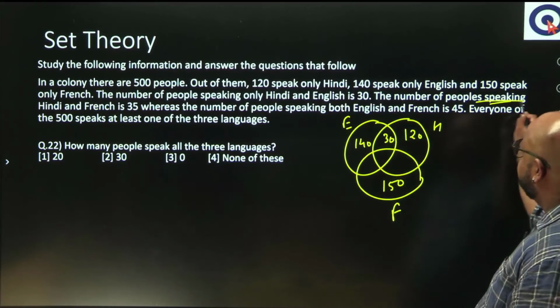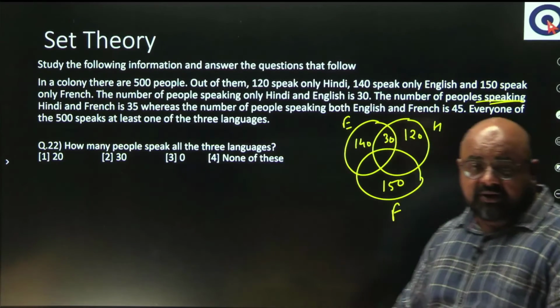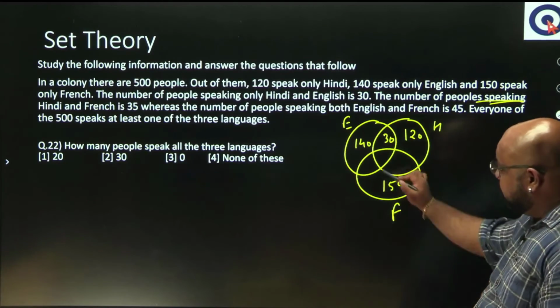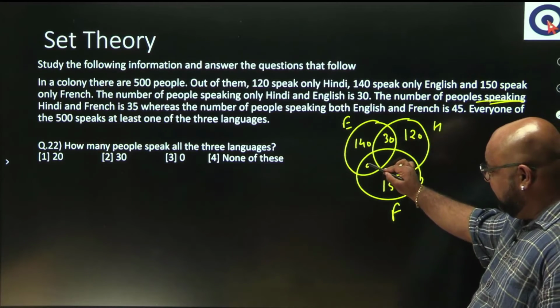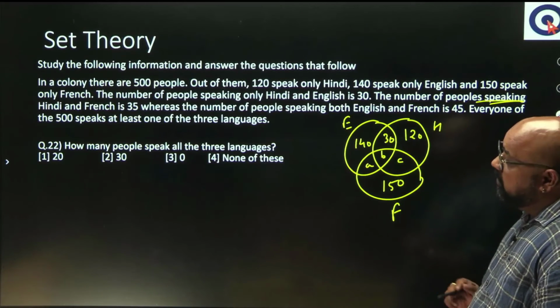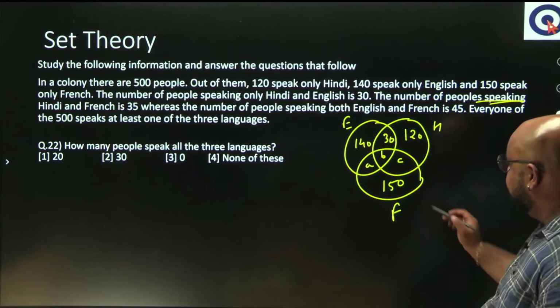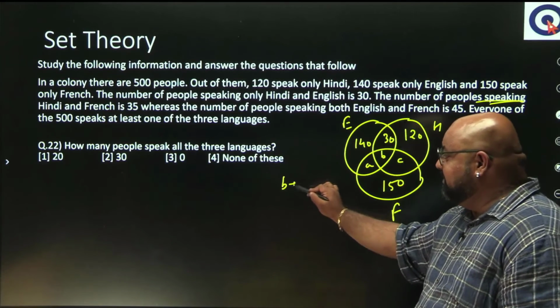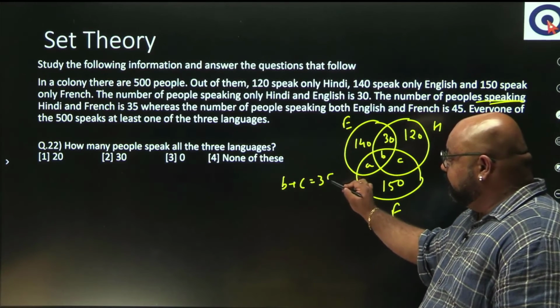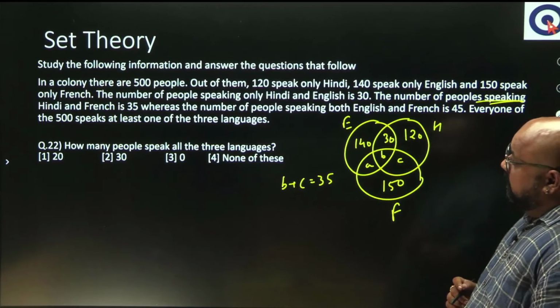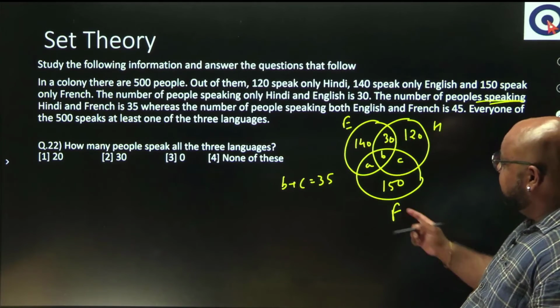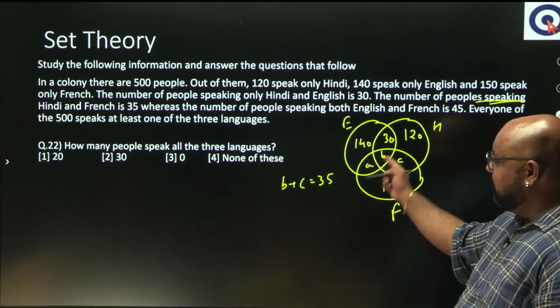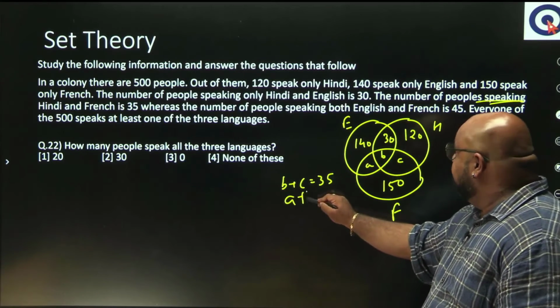The number of people speaking Hindi and French is 35. So say if I say this is A, B and C. So English, Hindi and French, which is B plus C, will be 35. Whereas the number of people speaking both English and French. English and French are these 2 circles. The intersection will be A plus B is 45.